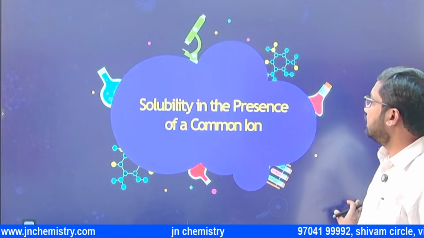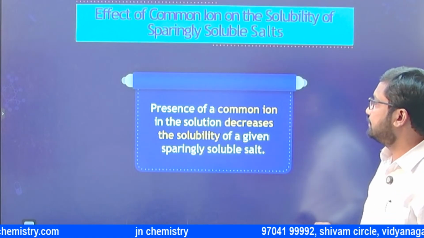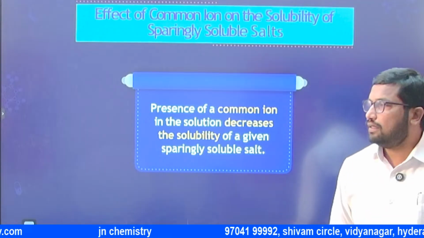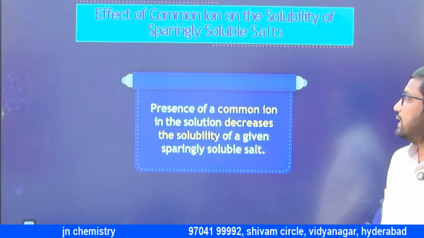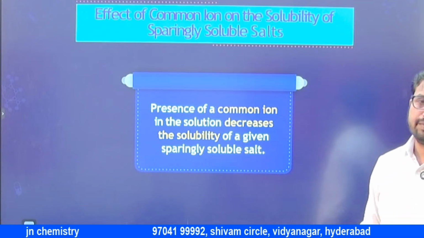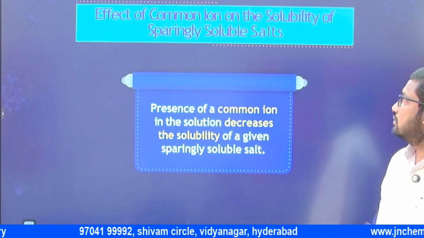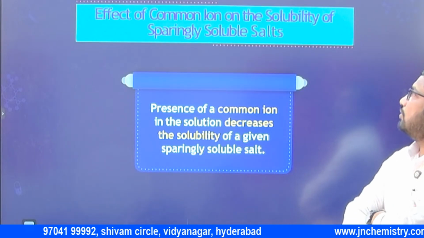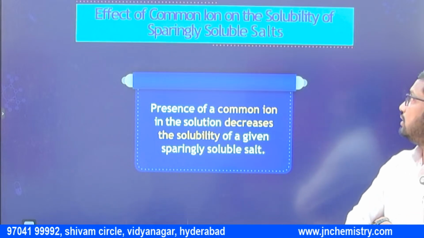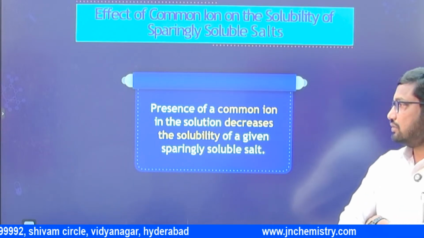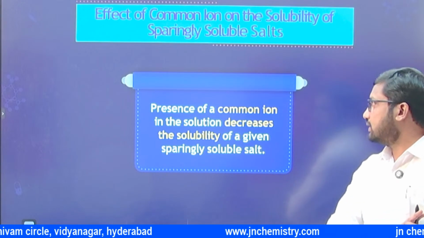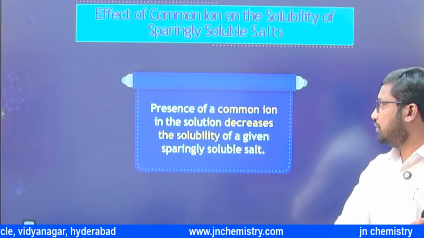Now solubility. The presence of a common ion in the solution decreases the solubility of a given sparingly soluble salt. Write it down: effect of common ion on the solubility of a sparingly soluble salt. Presence of a common ion in the solution decreases the solubility.